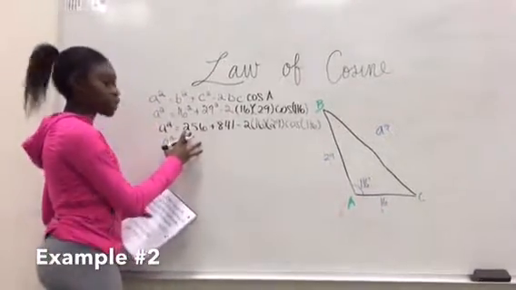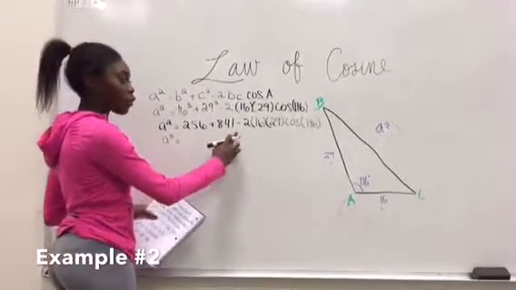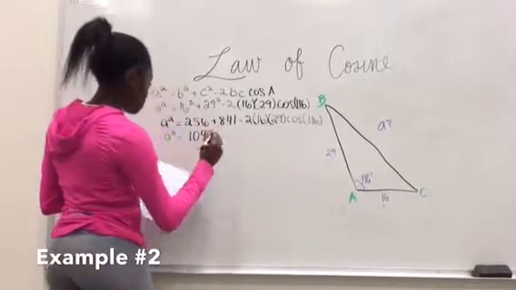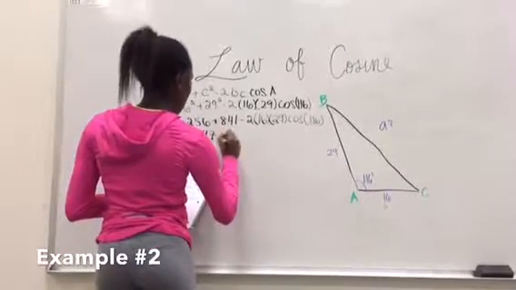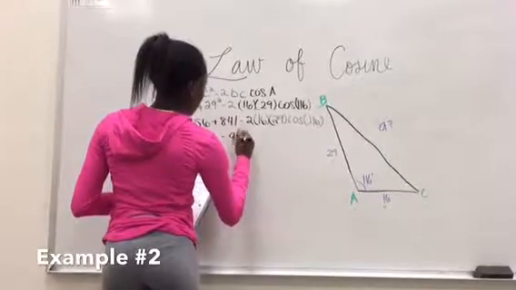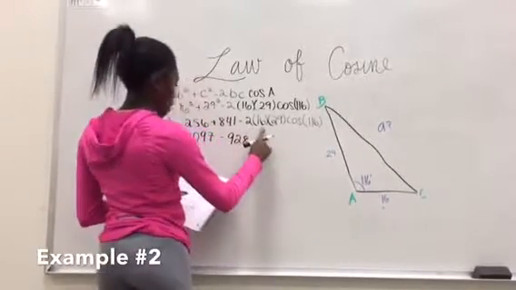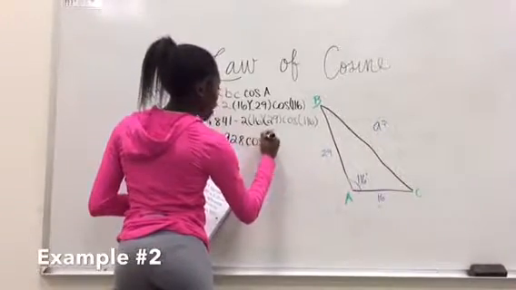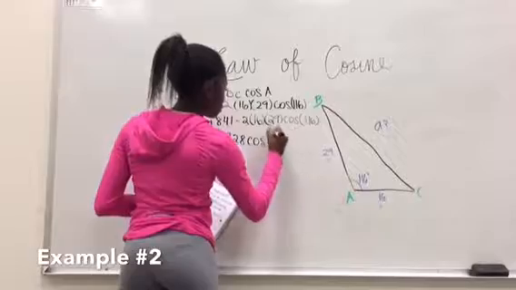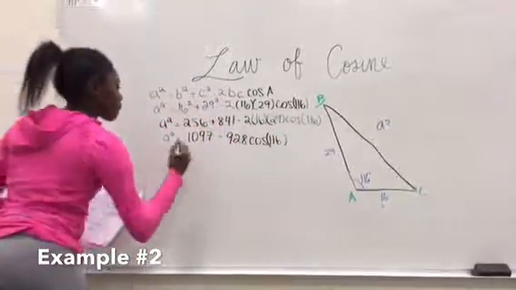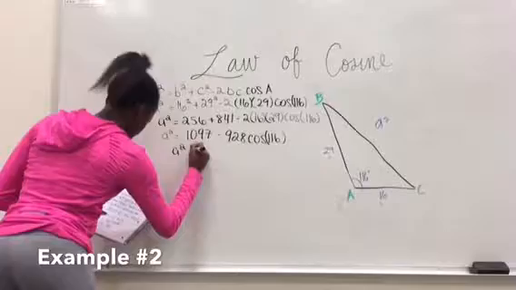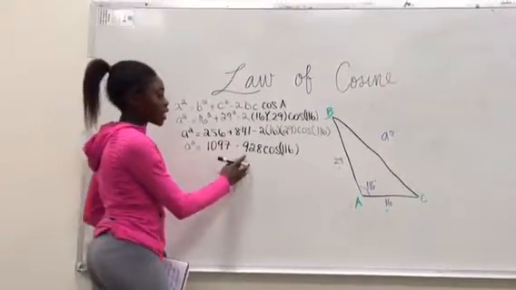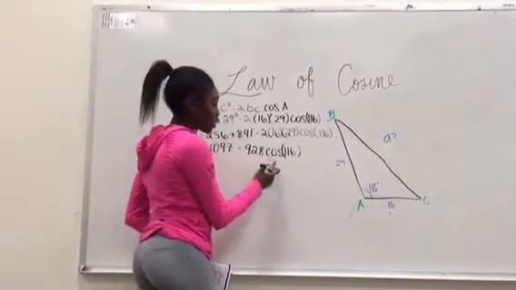You then add 256 plus 841, which is 1,097, minus 128, which is 2 times 16 times 29, times the cosine of 116. So you have 1,097 minus 928 times the cosine of 116.